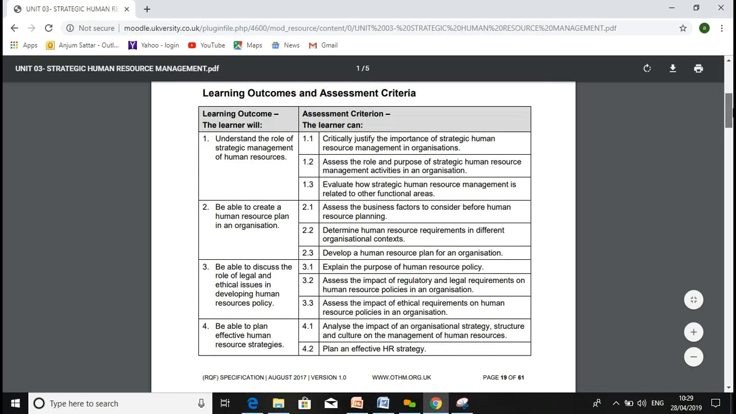The second learning outcome, which we're supposed to do today, is to be able to create a human resource plan in an organization. We have 3 assessment criteria: assess the business factors to consider before human resource planning, determine human resource requirements in different organizational contexts, and develop a human resource plan in an organization.